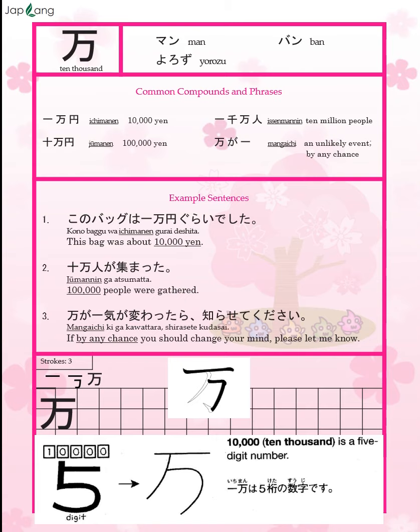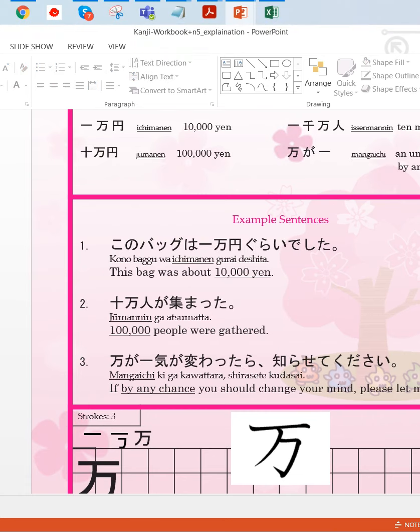And the last kanji of today is man. Man is your Chinese reading, and the Japanese reading is yorozu. So ichiman en, or juman en, or the unlikely event, by chance, manga ichi. All right, so you can say here kono kaban wa ichiman en deshita, ichiman en gurai deshita. So probably you can say this bag was about 10,000 yen, right?